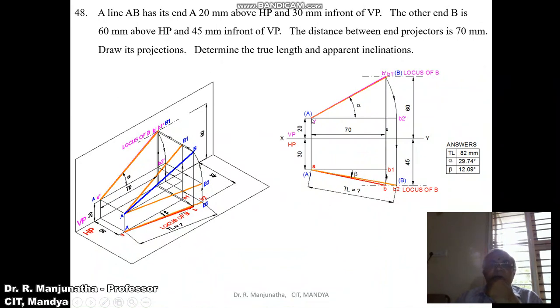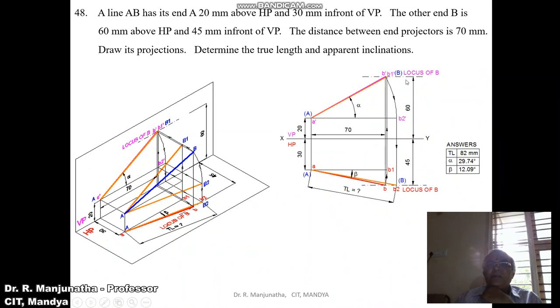Consider any point and draw a vertical projector. It is going to cut the front view parallel line at A dash and the top view parallel line at A. And you mark this point as capital A and capital A here. Then the other end B is 60 mm above HP. So from the XY line, above HP is seen in the vertical plane. The vertical plane is above the XY line.